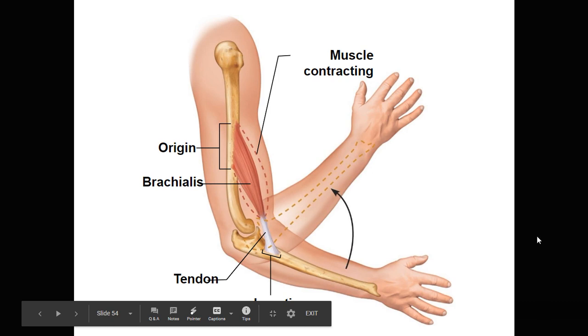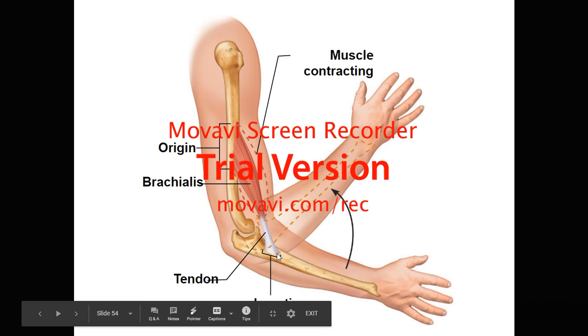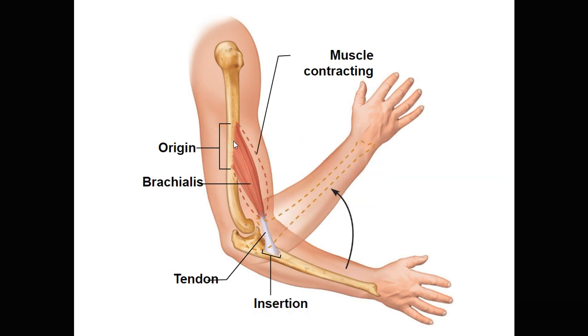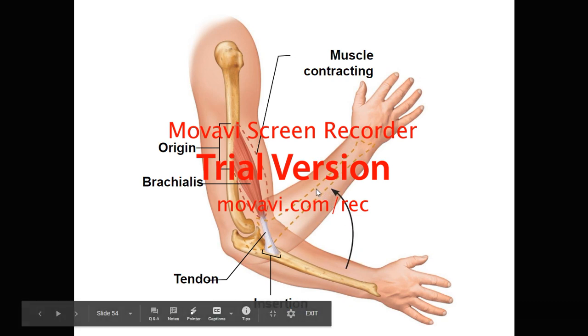This is a figure showing you the insertion, which is the attachment to the movable bone, and it's showing you the origin. Generally, the origin doesn't move. It's the attachment to the immovable or slightly movable bone. And you always see that the insertion moves toward the origin. The insertion always moves toward the origin.